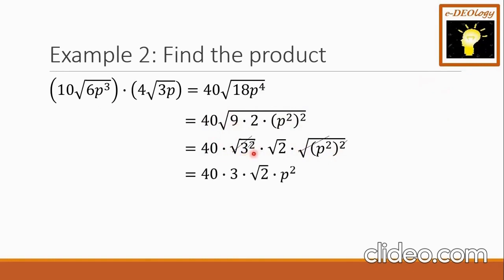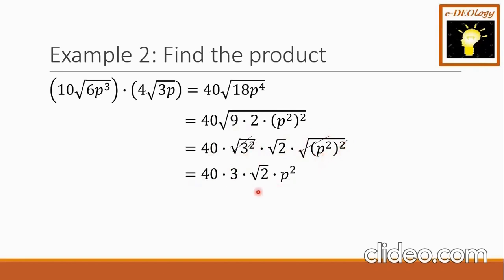And then, we are now to simplify further. I copy first the 40. On this term, I cancel the radical along with that power 2, so only the base 3 will come down. For the square root of 2, we simply copy here. For this term, we cancel the radical along with that power 2, so only the base p squared will come down here.